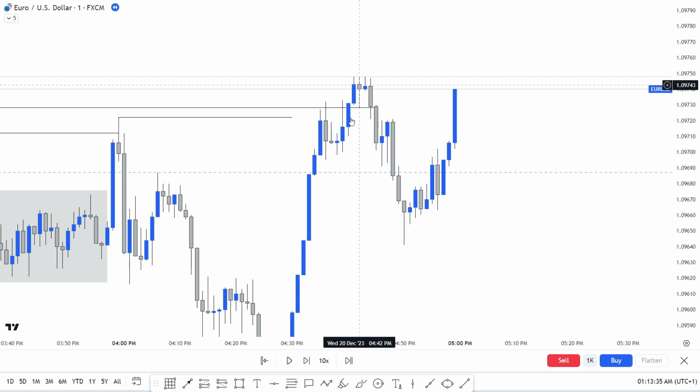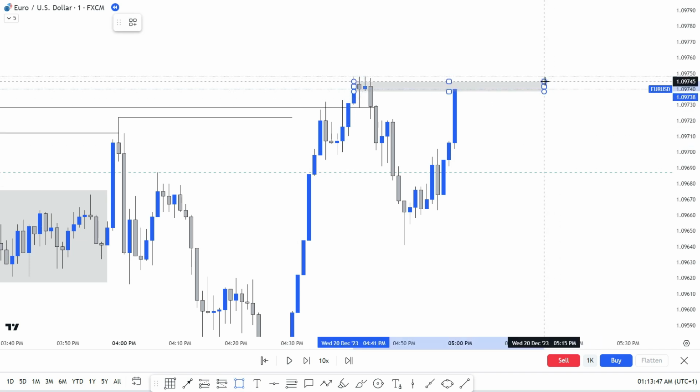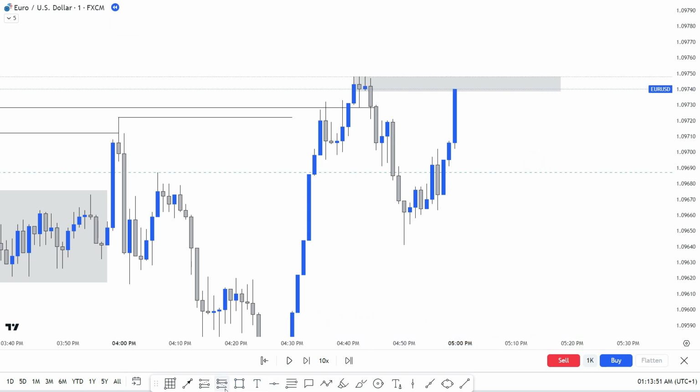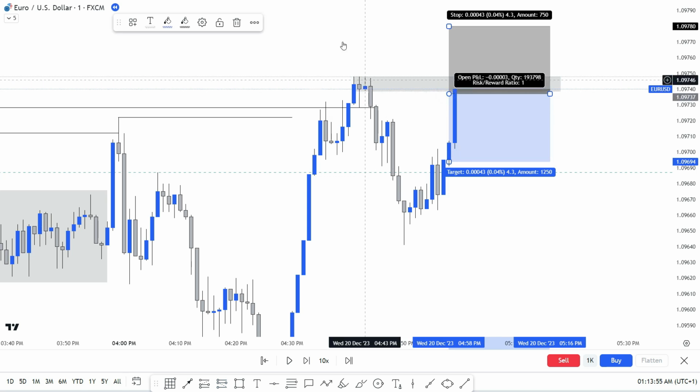All right, so we see that there is a lot of liquidity right here at this zone. So if you are taking any trade, for instance, let's assume you are taking a trade from this particular area. All right, let me show you what to do. You must take note, you must have this high in mind.